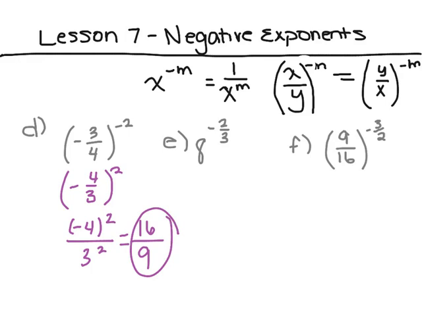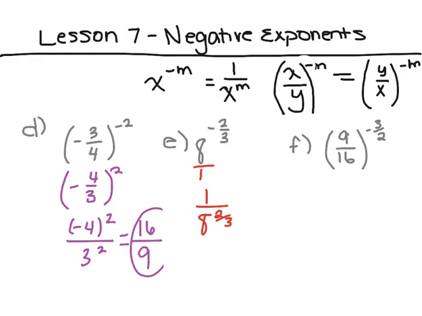For the next example, we have 8 to the negative 2/3. Just erase that. So because it's 8 over 1, we're going to do 1 over 8 to the 2/3. You don't flip your exponent. The exponent stays the same except it turns positive.